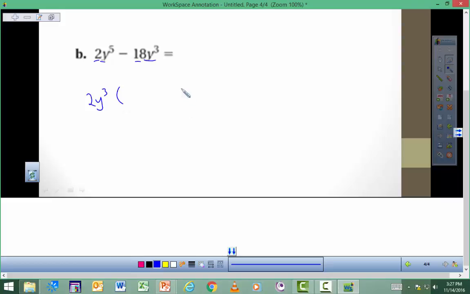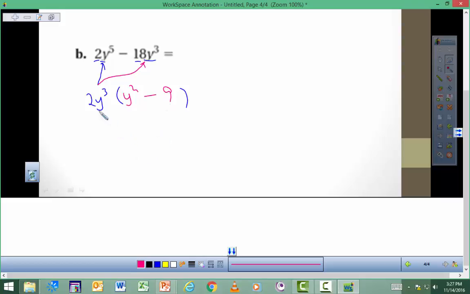And again, you can just kind of look up here and say, well, what do I need to multiply by to get 2y to the 5th power? Well, there's 2y to the cube power, or to the 3 power. So what's missing is a y squared. And then you look at this one and you say, okay, well, there's missing a 9, it looks like.